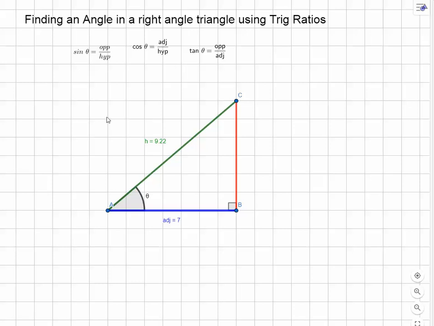Hopefully you decided. To use sine I need to know the opposite and the hypotenuse. Okay, I don't have the opposite length. To use tan, I need the opposite, so it won't be tan. Cos, this one here, I have adjacent and hypotenuse, so I'm going to use the adjacent hypotenuse length.